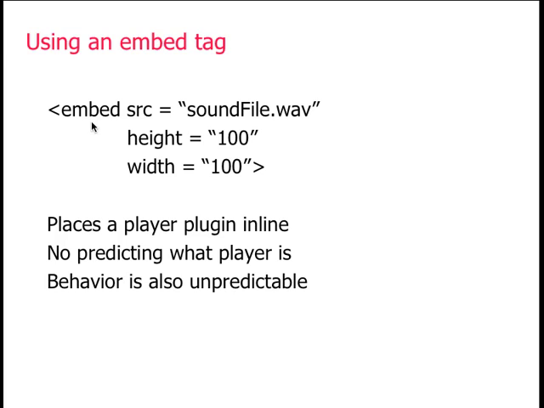So you can use an embed tag, and here we go. We have an embed source. We already have a sound file. Height 100, width 100. It places the player plugin inline. So the previous technique would actually run it in the background. It's the browser itself that opens up Media Player or whatever and runs it. This particular way of using what's referred to as an embedded plugin usually has a source where it would have, let's say, a URL.